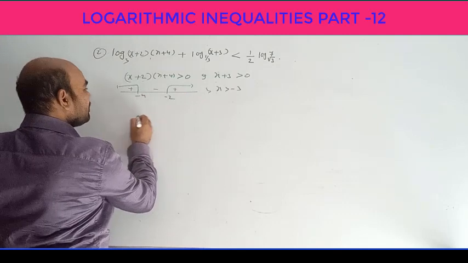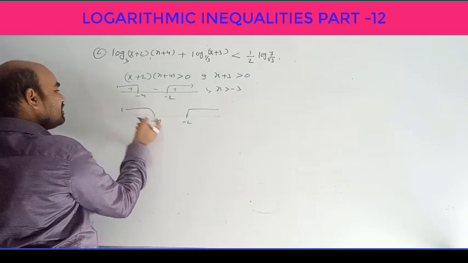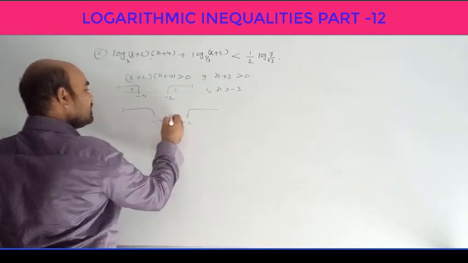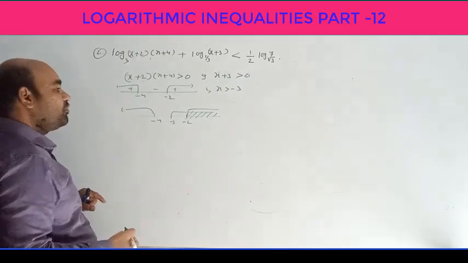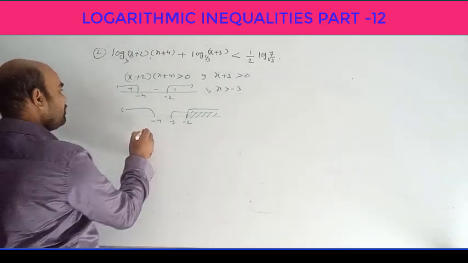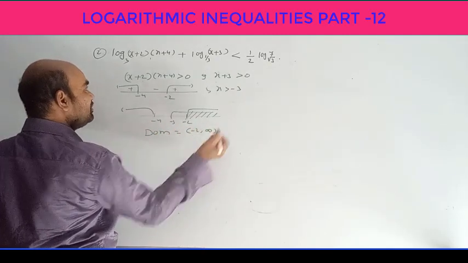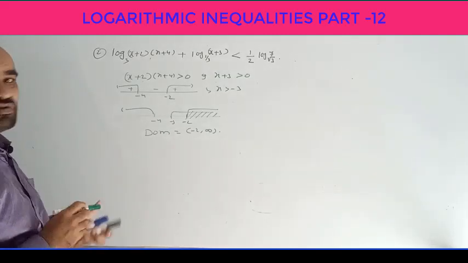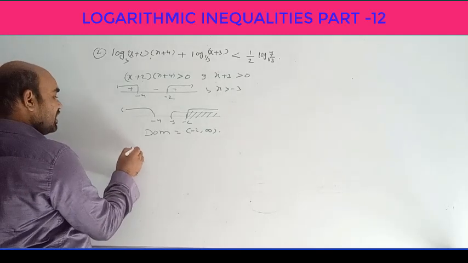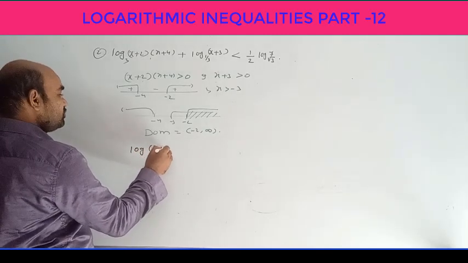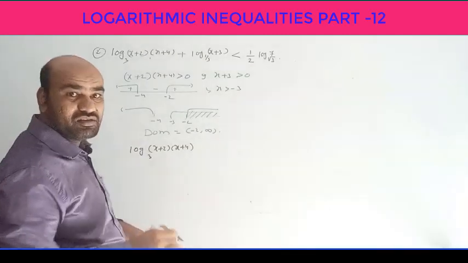Okay, so I want to write it separately. Yes, minus 4, minus 2. The first one says that your x is less than minus 4 or greater than minus 2. This says that your x should be greater than minus 3. So the final intersection is minus 2 to infinity. That is the domain of the problem: open minus 2 to infinity. In this domain only we want to find the solutions. Observe here: logarithm of x plus 2 into x plus 4 to the base 3. I want to convert everything into base 3.